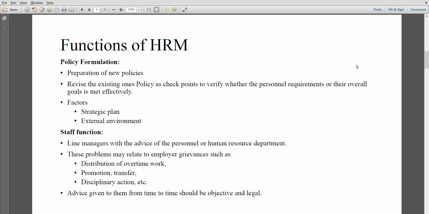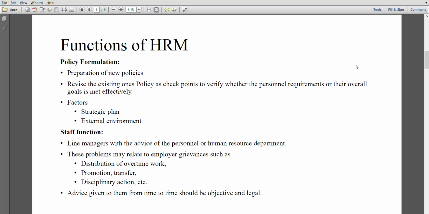Okay, then comes staff functions. Line managers are the managers who manage various different important functions in a hospital. So what are those important functions? Medical, paramedical, clinical, cleaning, front end staff, receptionists, etc. Line managers need to get their advice from the human resource department.